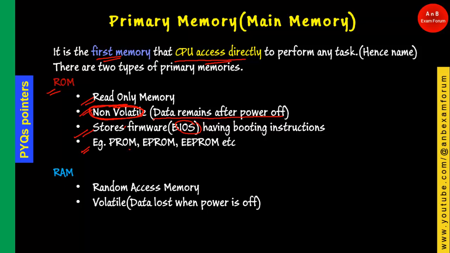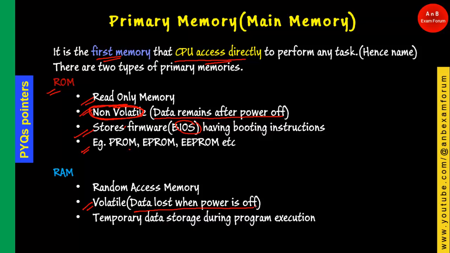Coming to the RAM, as the word suggests, random access memory, which is a volatile memory. Why is it called volatile? Because data is lost when power is off. So if you turn off the PC, whatever is inside the RAM will be lost. It is basically used to store data temporarily, whereas ROM is used to store data permanently, and RAM is used during the execution of a program. And there are 4 types of RAM: SRAM, DRAM, SDRAM and DDR RAM.